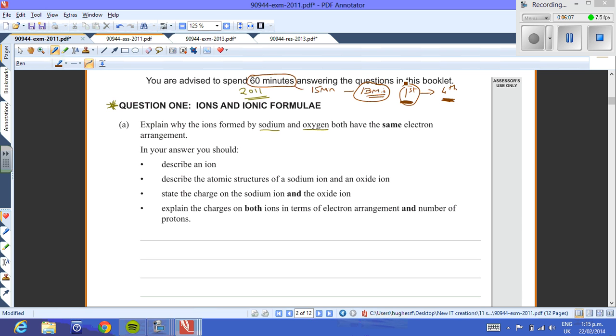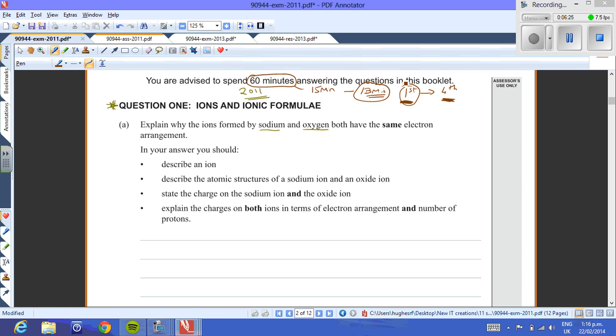Explain why ions formed by sodium and oxygen both have the same electron arrangement. In your answer, you should describe an ion, describe the atomic structures of a sodium ion and an oxide ion, state the charge in the sodium ion and the oxide ion, and explain the charges in both ions in terms of electron arrangement and number of protons.